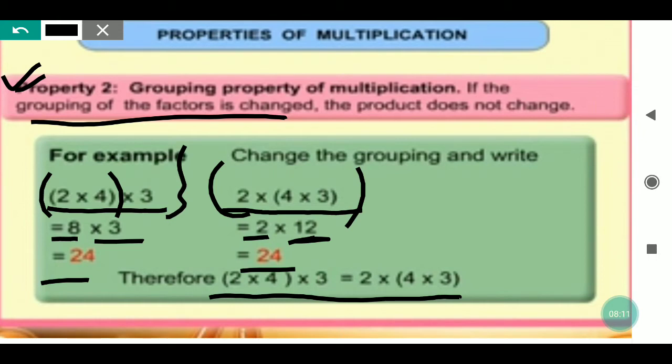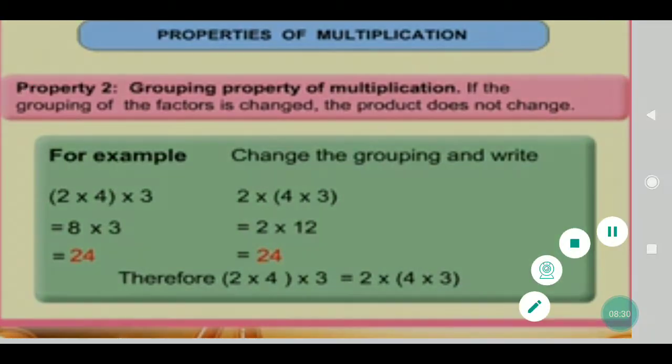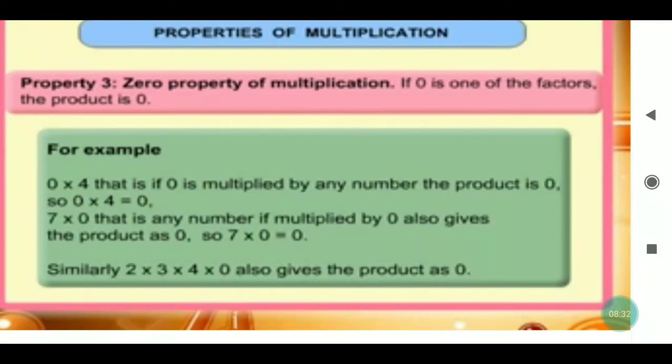Okay, and when I am multiplying, I will multiply the bracket numbers first, and the number which I have written beside the bracket, that I will multiply after that. Okay, the answer which we will get after multiplying the bracket numbers, then with that we will multiply the third number. Okay, now just see the next question. Same idea, the third property of multiplication, that is the zero property of multiplication. Okay, that is called the zero property of multiplication.